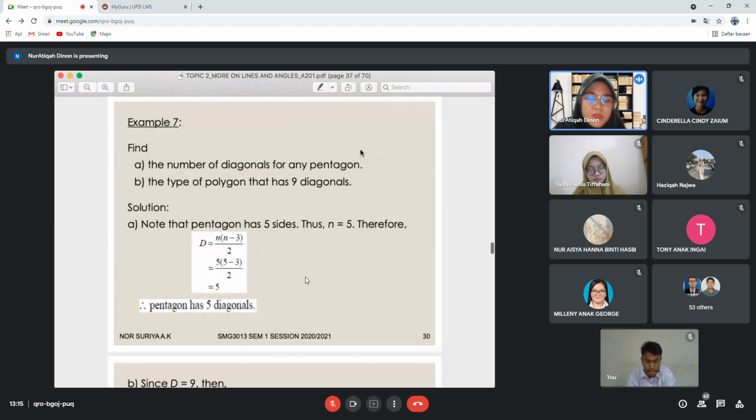Okay, let's look at an example here. First, find the number of diagonals for any pentagon, and the type of polygon that has 9 diagonals.